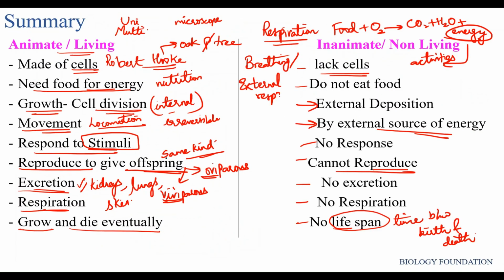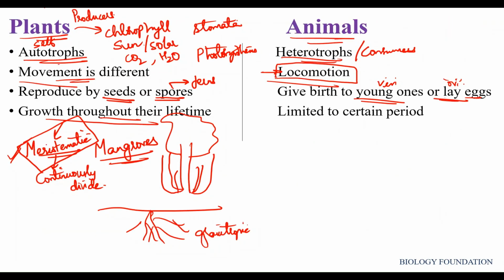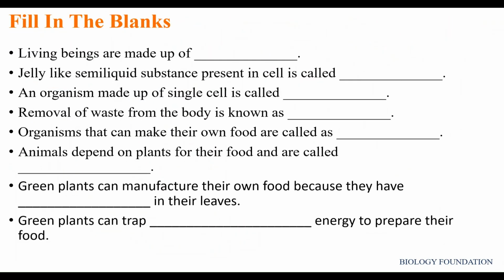So I hope it's clear, where we discussed the characteristics that differentiate living and non-living organisms, and how plants are different from animals. Now let's start solving a few questions. Okay, quite simple, just based on whatever you learned, to test your understanding and your memory.